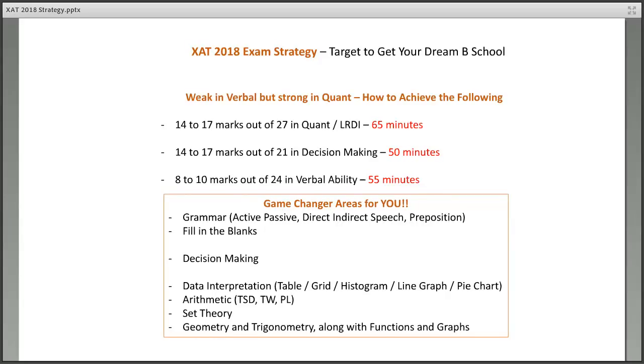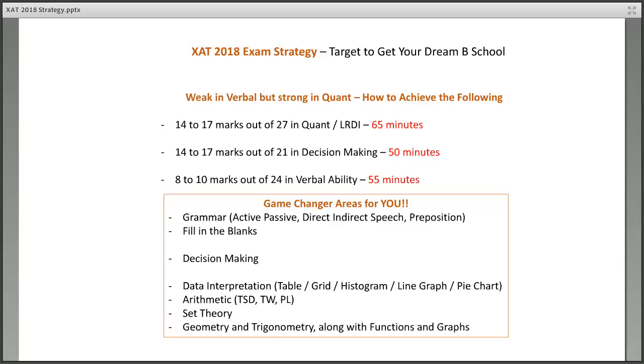Now, though around 80% of the people I meet say that they are weak in quant, there are 20% of the people I meet who say that they are strong in quant but weak in verbal. So here let us have a look at how you manage your time distribution if you are weak in verbal but strong in quant, and what the game changing topics are for you. In case you are strong in quant and DI, your aim should be to get 14 to 17 marks in quant, and you should be doing that in just 65 minutes.